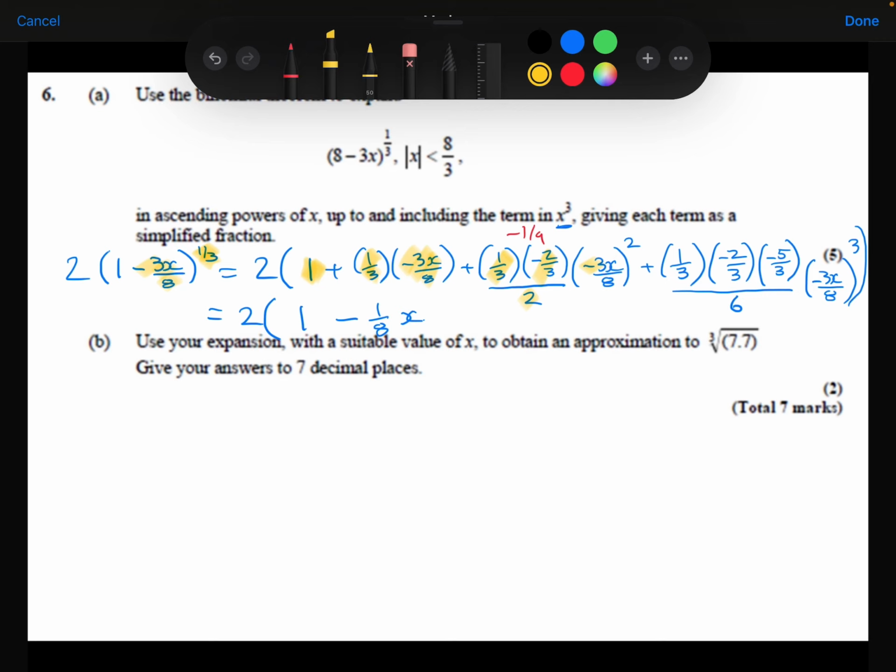We've then got the minus 3x over 8 squared, which would become a positive 9x squared over 64. The 9s cancel out, and we just get left with minus 1 over 64 x squared.